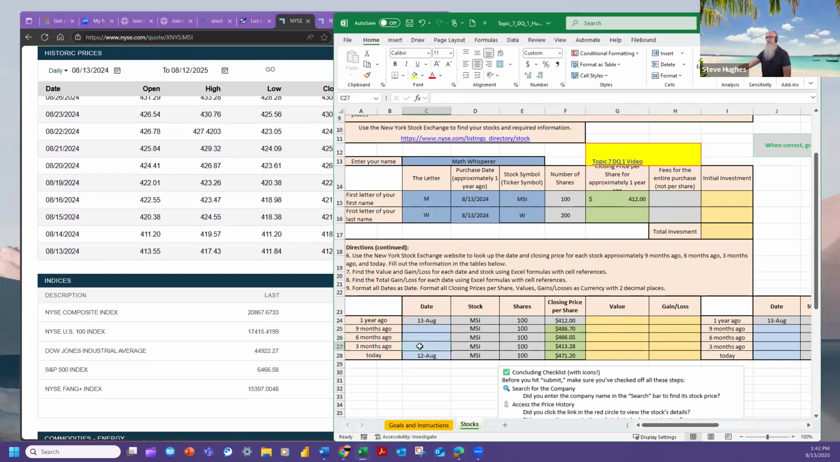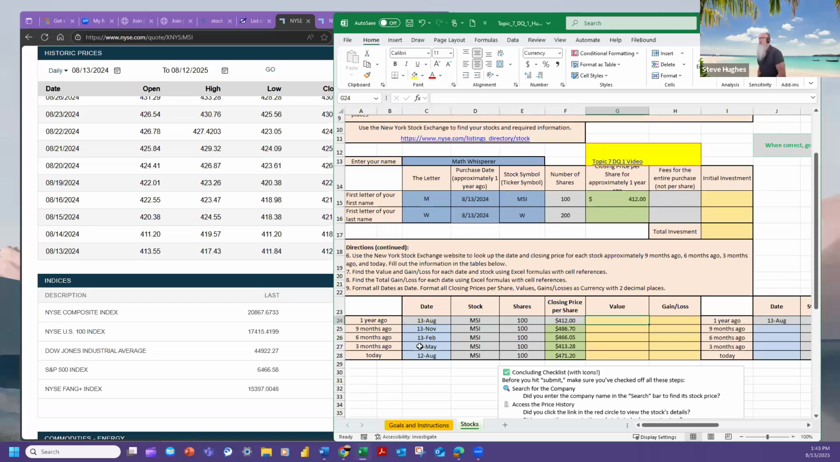Let's go ahead and put them in here. That would be what? 3 months ago, we said that was what? The 5th? That would be May. This is 05/13/2025. All right. Then we did 6 months ago. That was February. That is 02/13/2025. 9 months ago, we said that was 11/13/2024. All right, and we're good to go.